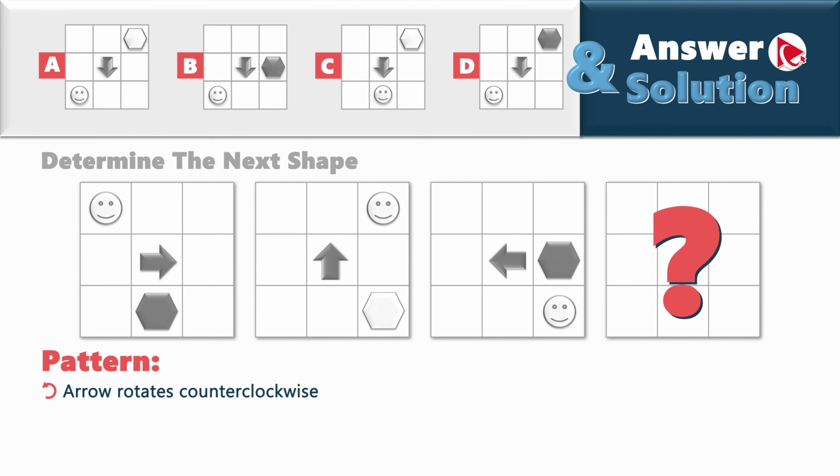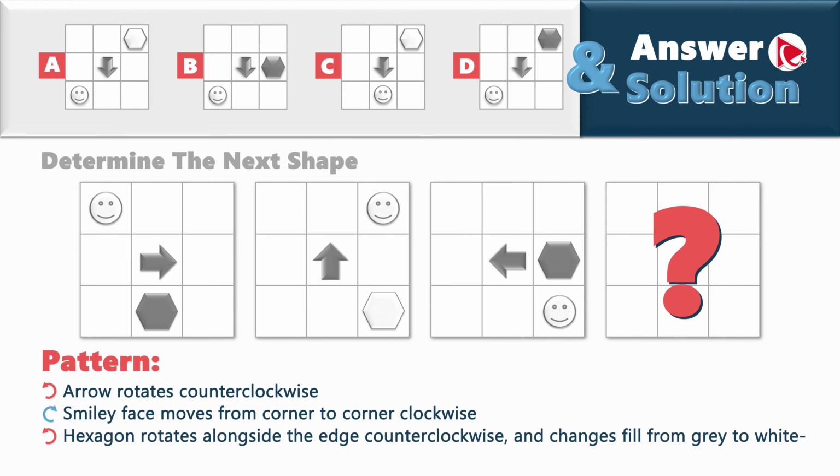But hey, there are 2 other patterns because there are 2 other shapes. For example, the smiley face moves from corner to corner clockwise. And then the hexagon rotates alongside the edges counterclockwise and also changes the fill from gray to white. With that in mind, let's determine the final shape.